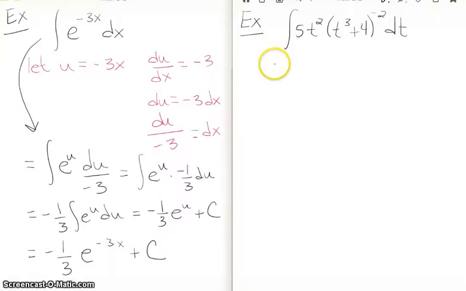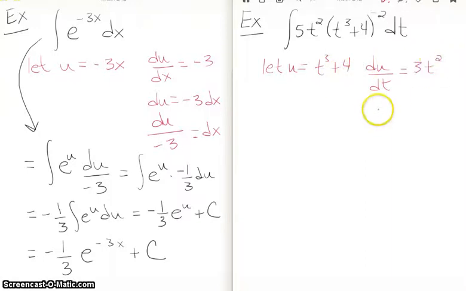One suggestion of where I've told you to look for a good choice for u is inside of parentheses. Notice in here, this is something yucky being raised to a negative 2 power. Again, if it's the wrong choice, we'll just erase and try again, but let's choose the stuff inside the parentheses as our u. So let's let u equal t to the third plus 4. Then remember we have to figure out how to replace that dt, sometimes dx, with du. So du dt is the derivative of our choice of u here, which is 3t squared.